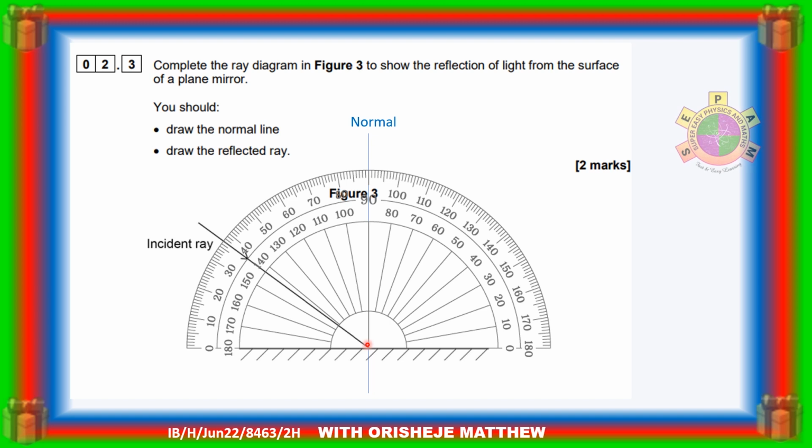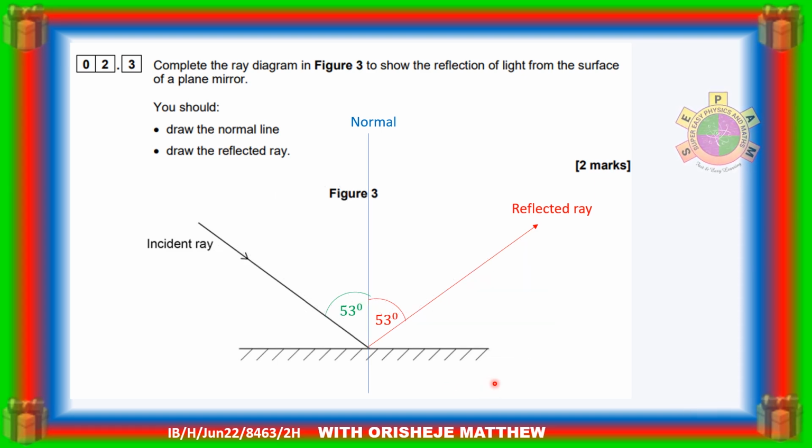So this is 53 degrees. Then on this other side, you mark your angle of reflection, which must also be the same 53 degrees. You put it on the corresponding point: 10, 20, 30, 40, 50, 53 degrees. So that and that. With that, you remove your protractor. So this is the line that you are expected to draw using the principle of reflection of light.